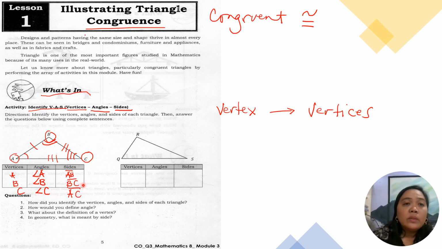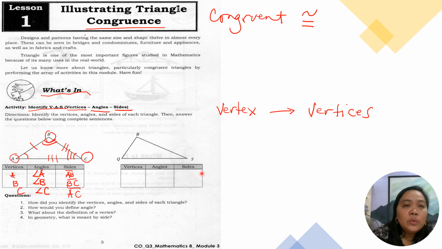So if you would like to define a triangle, then we can say a triangle is a polygon with 3 vertices, 3 angles, and 3 sides. What about another triangle here? This is triangle QRS. Triangle QRS, of course, we will name the vertices, the angles, as well as the sides.